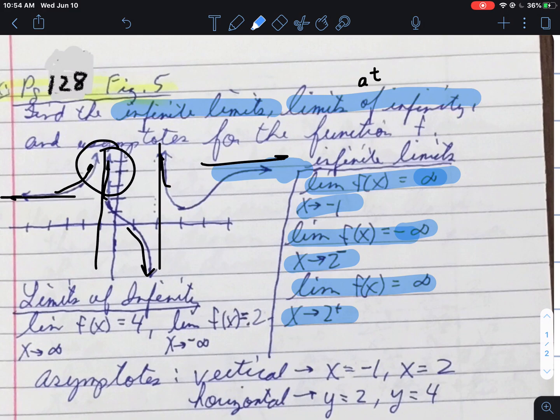And then as x approaches negative infinity, off to the left, again we do have our function that's approaching a horizontal line, and that one is located at 2.